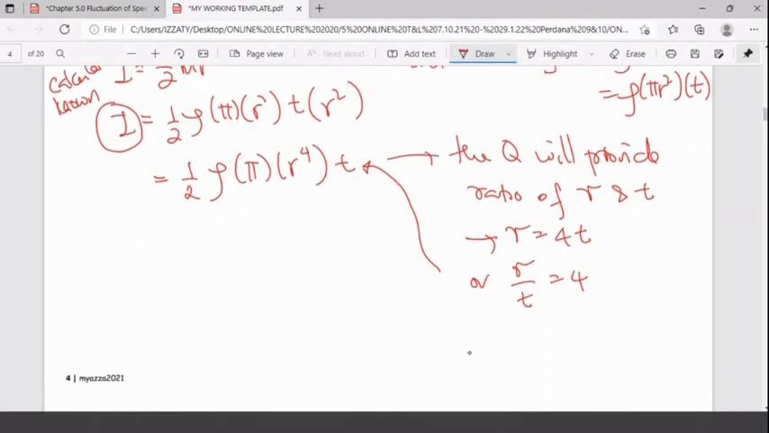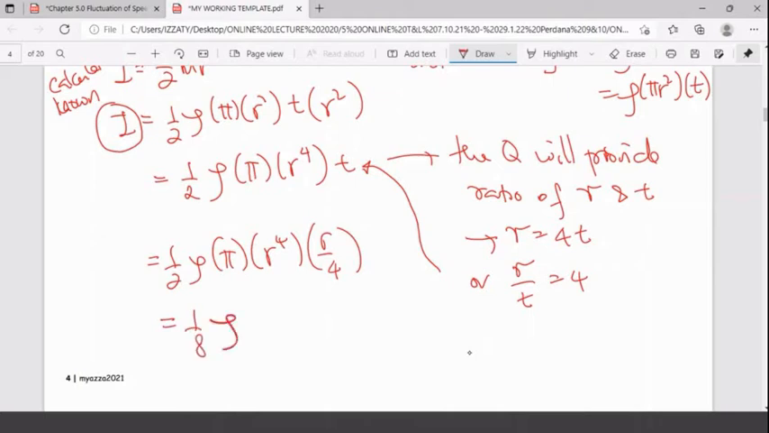Okay, so you will have I here equal to half rho pi, this one will be r to the power of 4, and t will be equal to 1. We have r. Let's say you want to look for r, for example. T equal to what? R by 4, isn't it? So what you have here, you will have 1 upon 8 rho pi r to the power of 4, and this one you have a number or value.